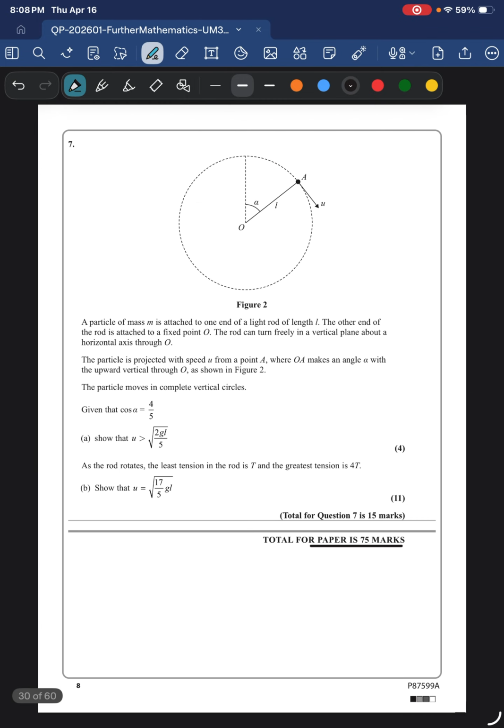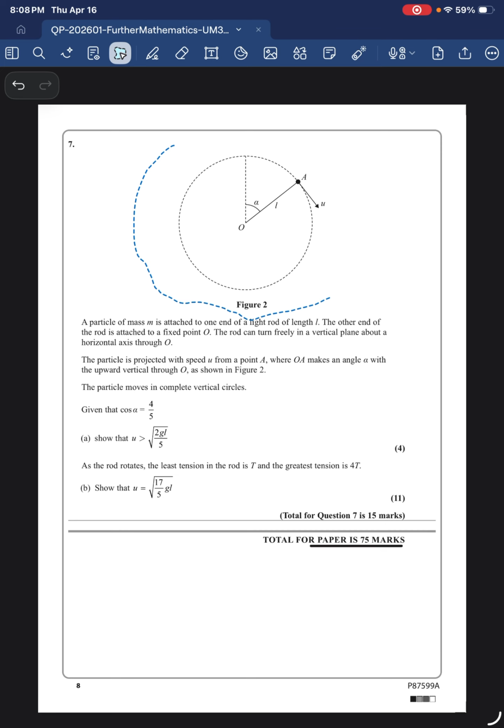Okay, now part B. As the rod rotates, the least tension in the rod is T and the greatest tension is 4T. Show that U is the square root of 17 over 5 times G times L. Okay, so this is a little bit more difficult now. Let's do the same thing again and copy this because we will need it. Okay, so this is the part we need.